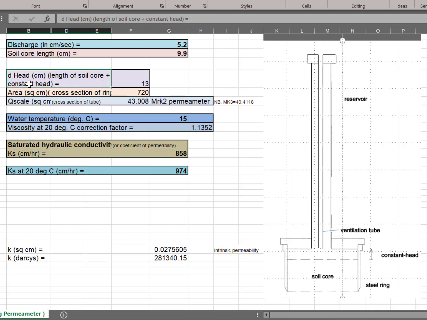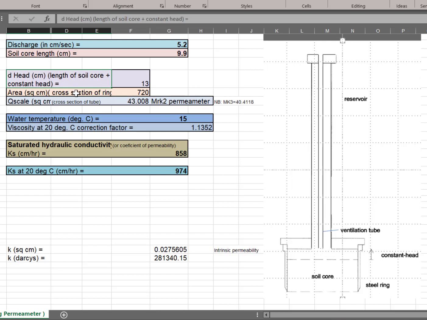We then have DH or D head, which is the length of the core plus the constant head. So this is the bit above the soil surface to the base of the ventilation tube, which is the constant head that's going to be applying pressure to the soil surface.